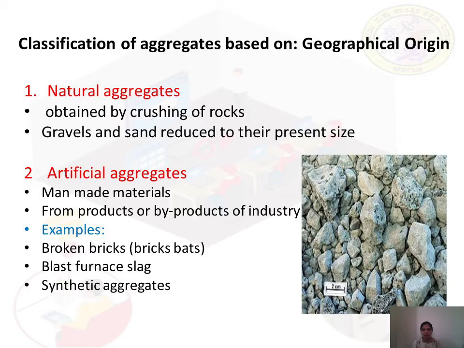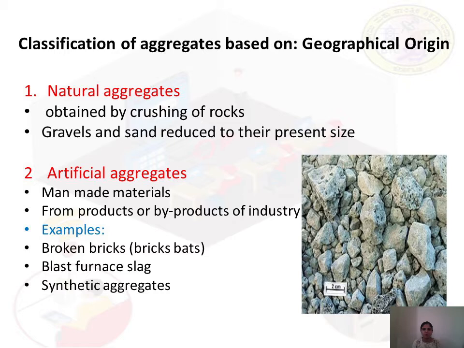The next one is artificial aggregates. Artificial aggregates are man-made materials which are made by human beings in the industries. The examples of artificial aggregates are broken bricks, which are also called brickbats. When burnt bricks are broken to the size of aggregates, then they can be used as aggregates in concrete.